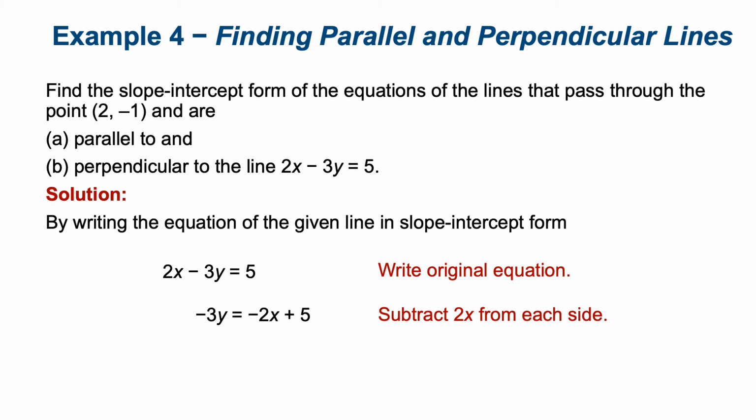So let's do an example. Find the slope-intercept form of the equations of the lines that pass through the point (2, -1) and are either A, parallel to, or B, perpendicular to the line 2x minus 3y is equal to 5. So it's kind of worded interestingly, but what you have to do is basically take this equation here, 2x minus 3y equals 5, solve for y, get that slope, use that slope and this point to find a line parallel, and then use the negative reciprocal of the slope and the same point to find the perpendicular line. So let's do that.